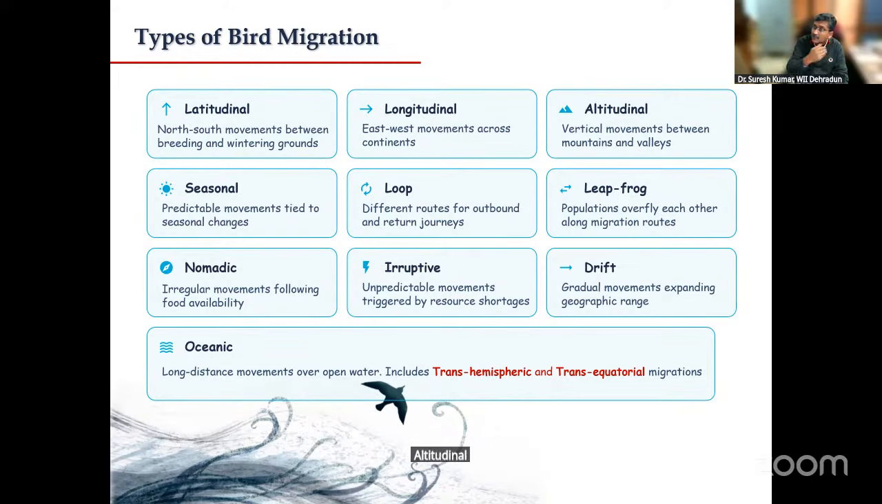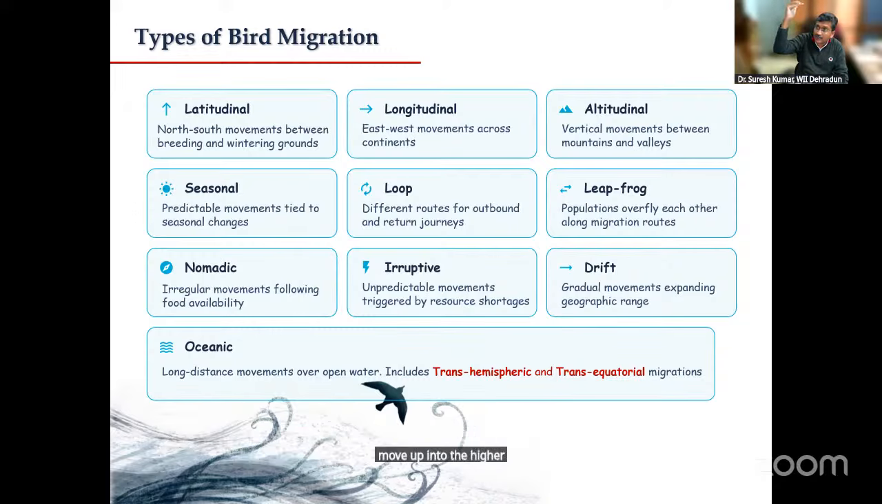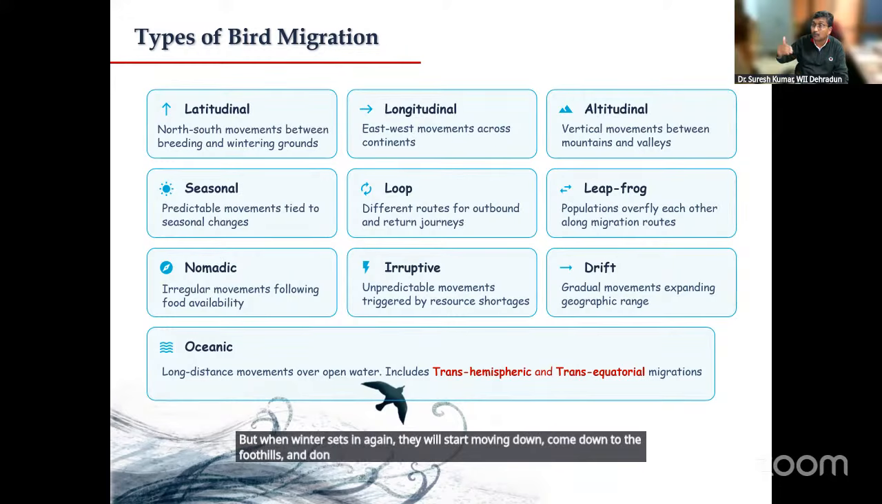Altitudinal migrants, like sitting here at the base of the Himalayas, there are quite a few birds that move up into the higher elevations, say 3,000, 3,500 meters. But when winter sets in again, they will start moving down, come down to the foothills and don't go much beyond the foothills.